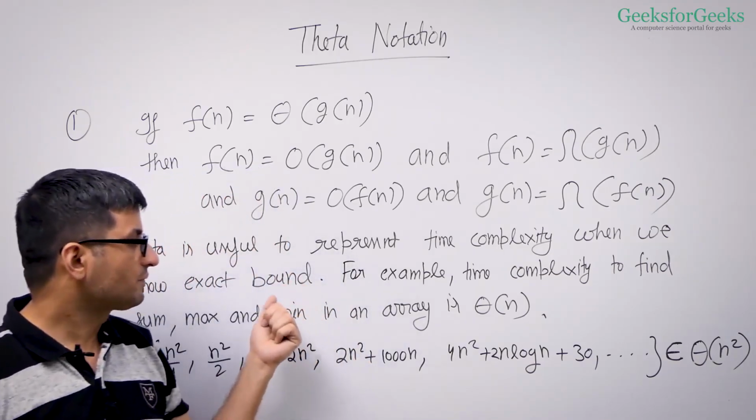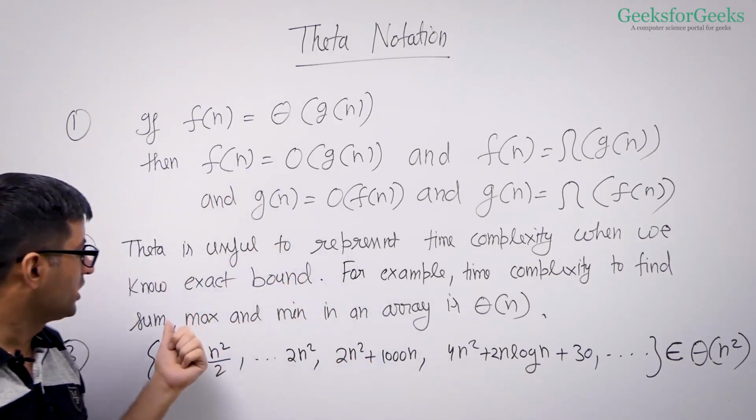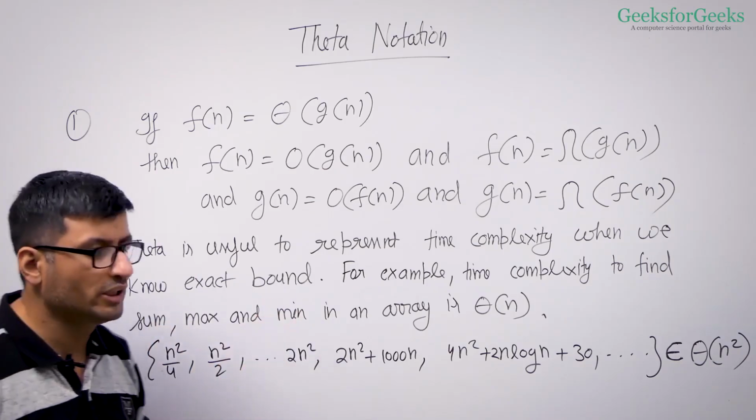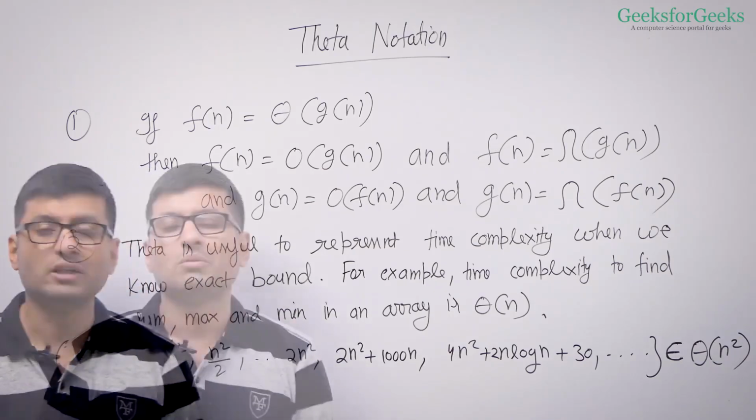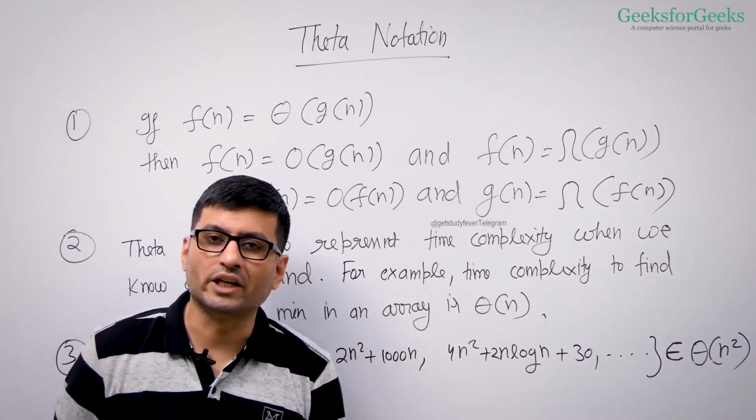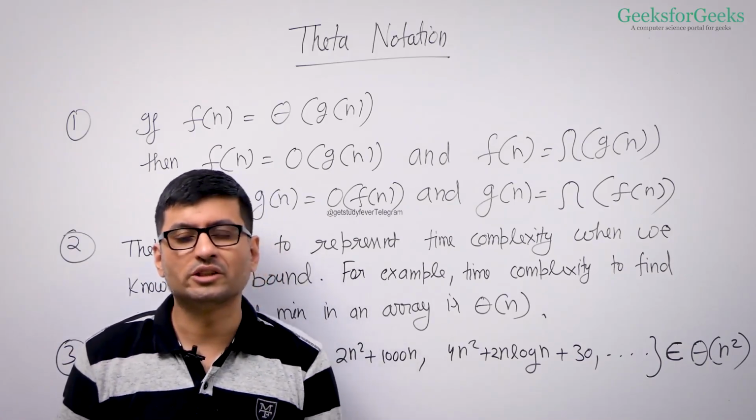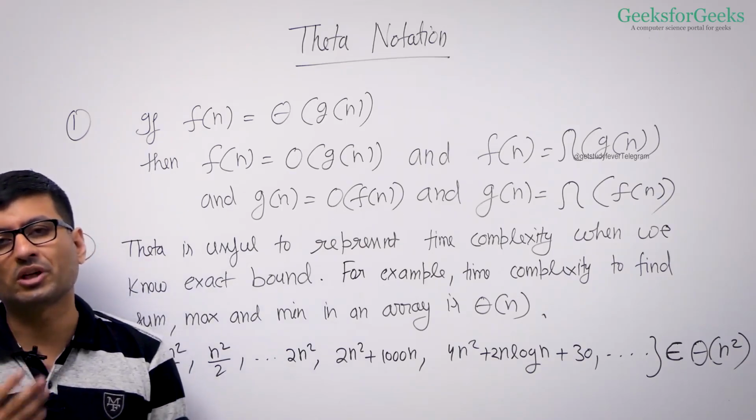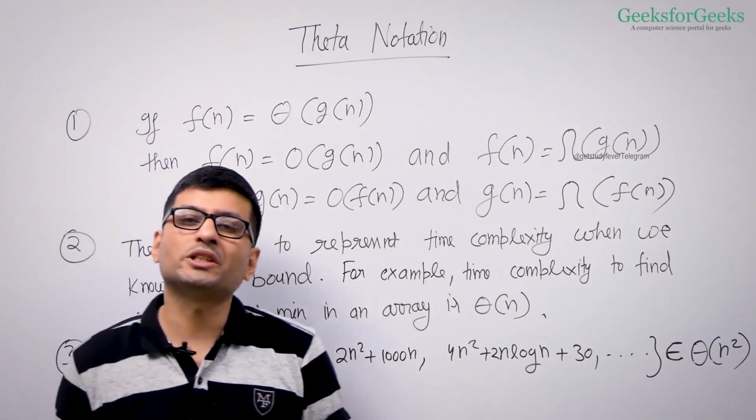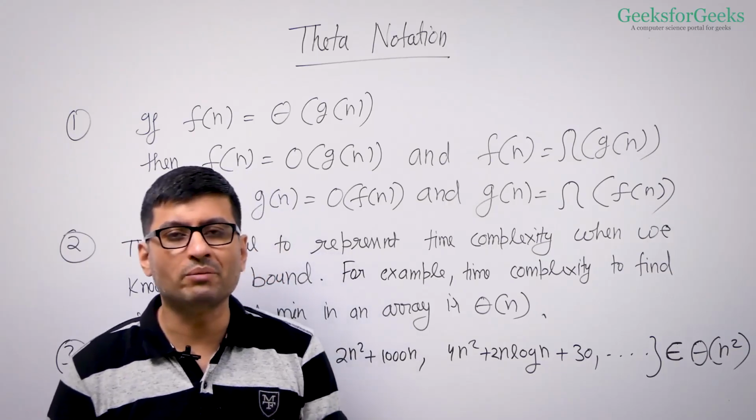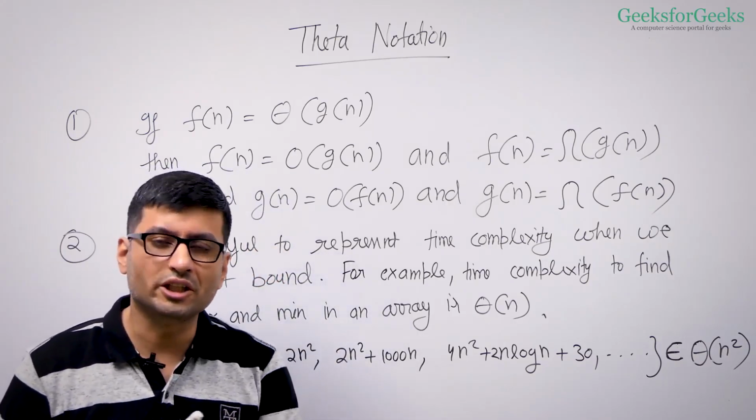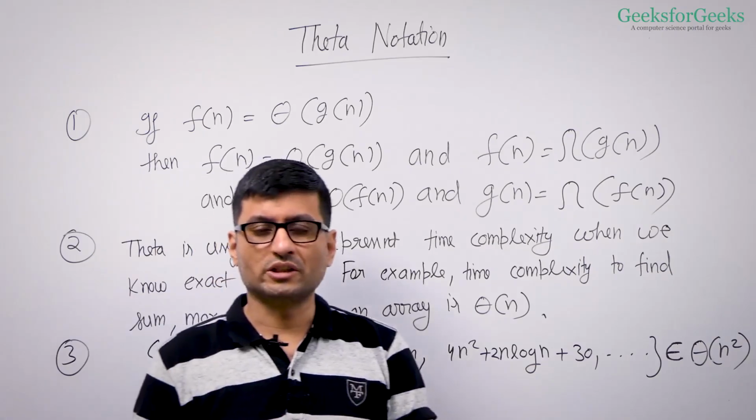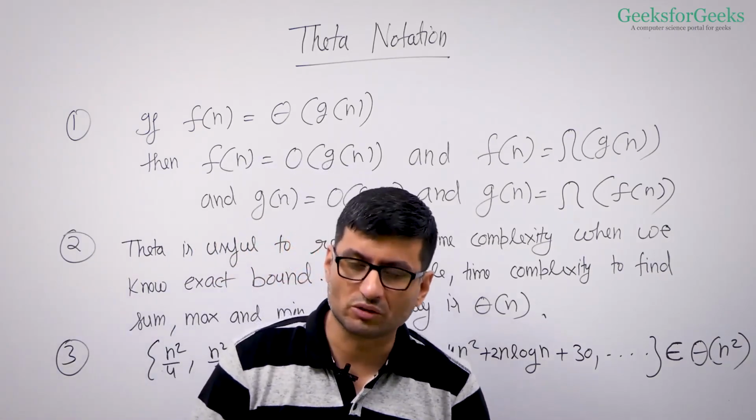For example, the time complexities to find sum, max and min in an array can be represented as theta n. Because to find the sum of an array, we need to traverse the whole array. Similarly, to find the minimum element or the maximum element in an array, we need to traverse the whole array. So the time complexity for these operations, sum, min, max in an array, is clearly theta n. Not only this, for example, worst case also.